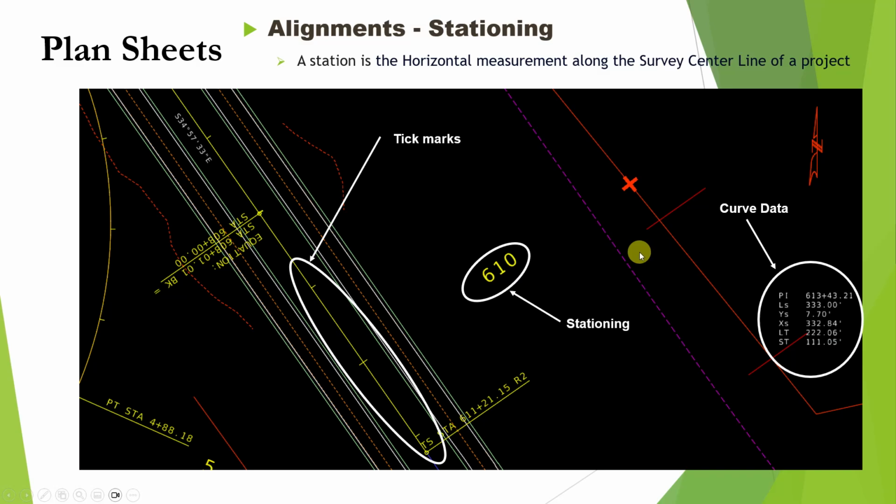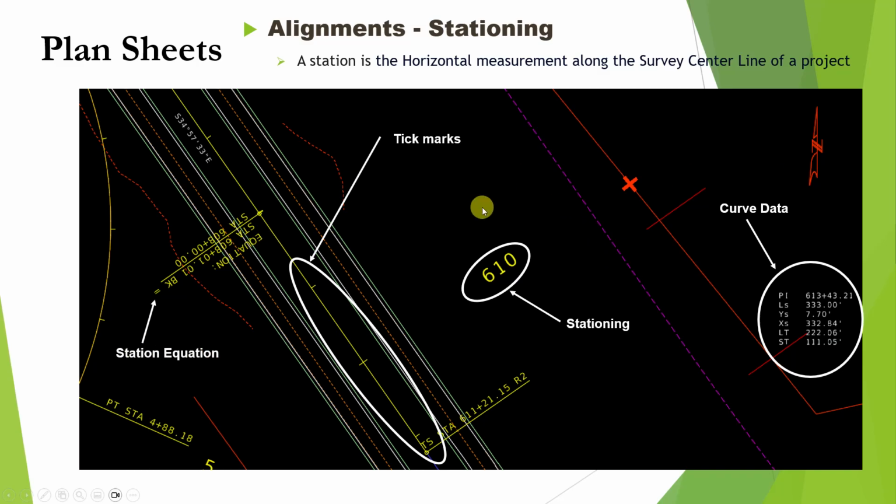You also see on plan sheets some curve data. Over here you can see curve data. If there's a curve on the project, you're going to see that it's going to have the PI listed. It's going to have the length of the curve. It's going to have information, and we'll go over the curve data later on.